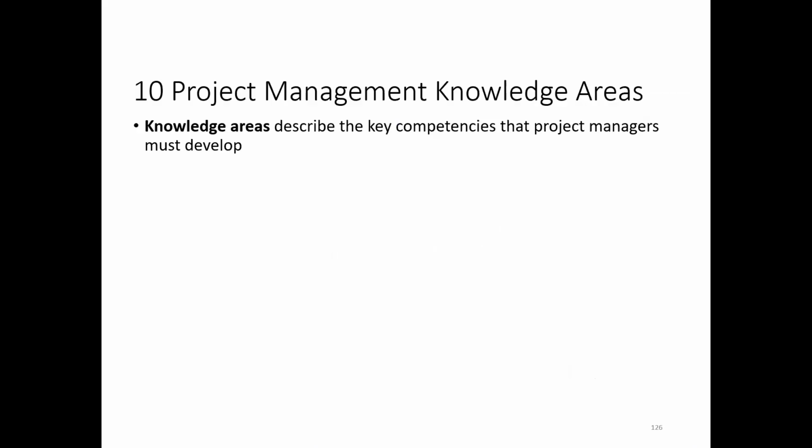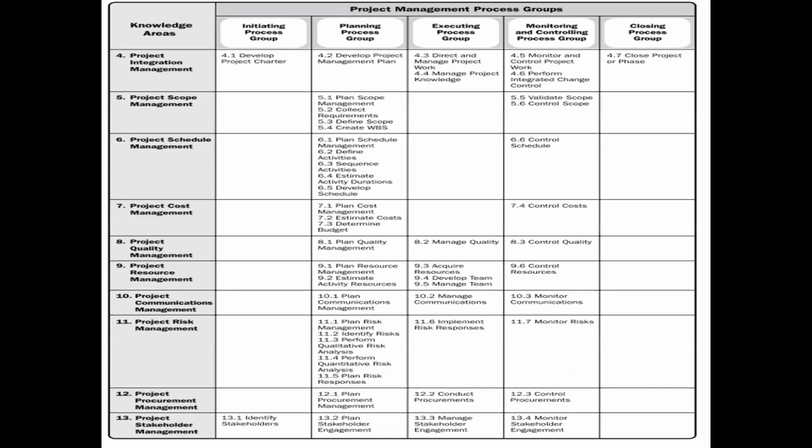And then we have 10 management knowledge areas, which are the key components that a project manager must develop: project integration management, project scope management, project schedule management, cost management, quality management, resource management, communication management, risk management, procurement management, and project stakeholder management. So these are the 10 knowledge areas according to the PMBOK guide.